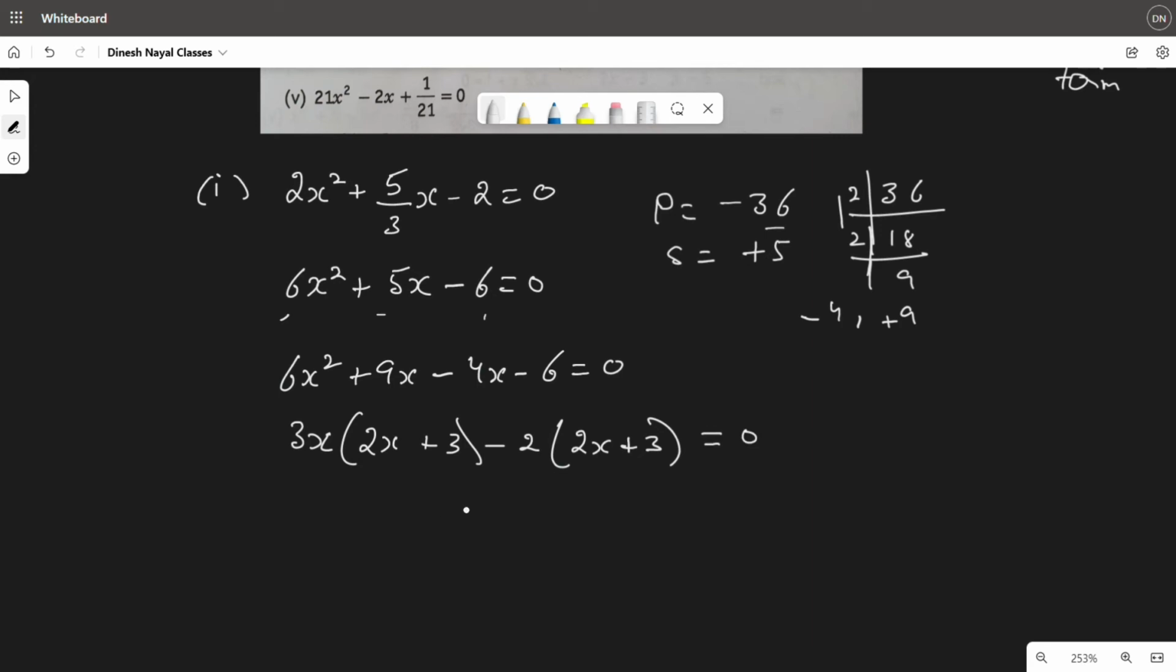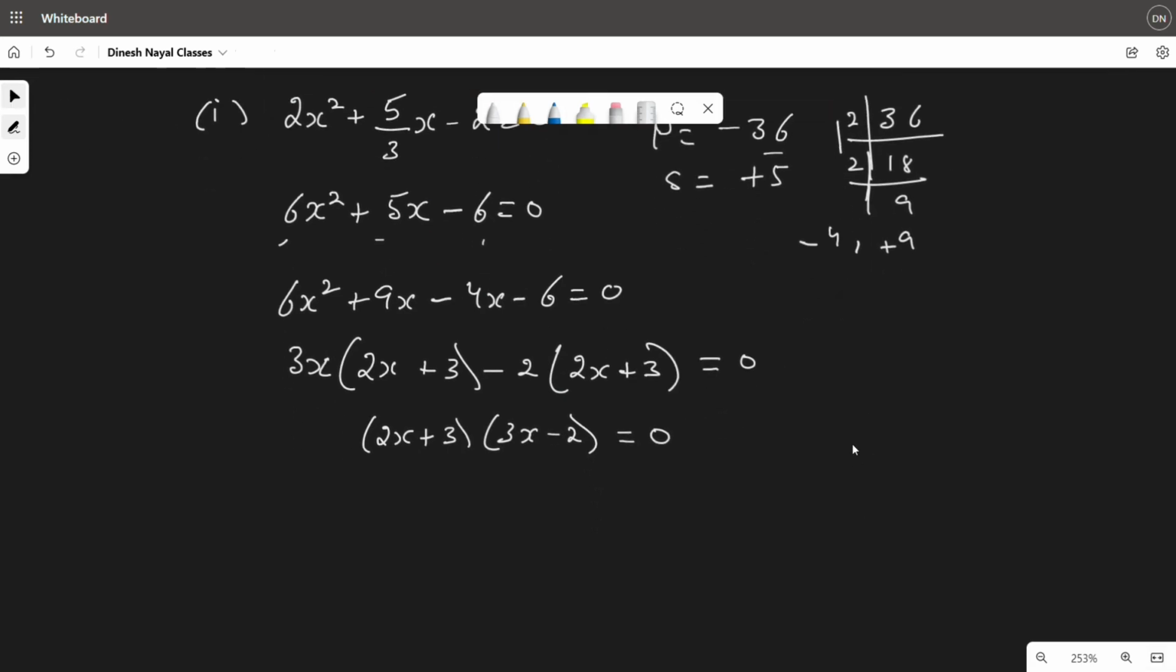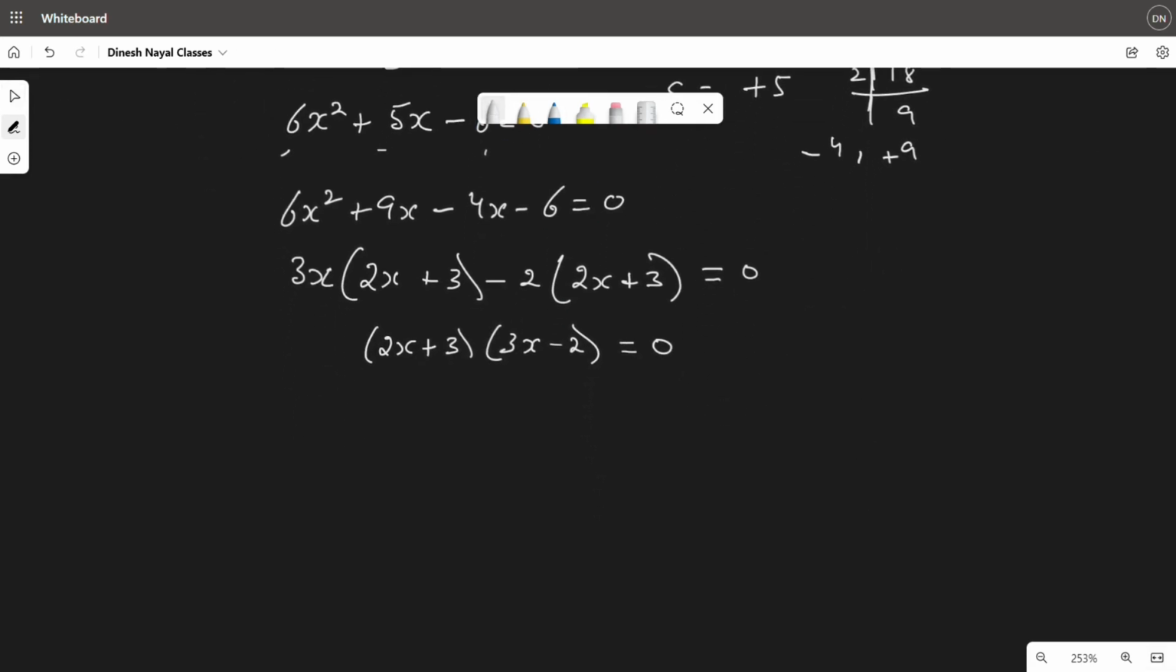Now from the whole thing we can take 2x plus 3 common. So what is left? 3x minus 2. Now we have to find the roots. So 2x plus 3 equals 0. So x will be minus 3 by 2.